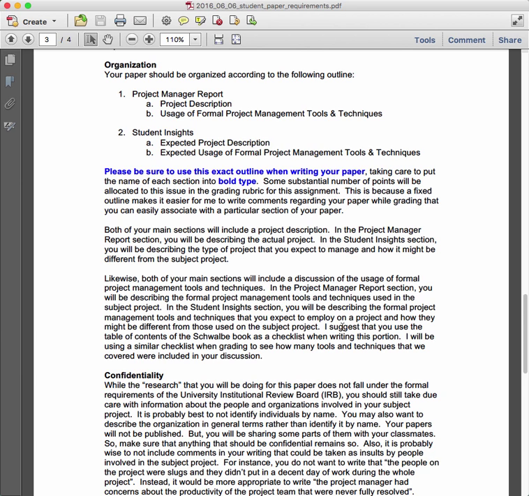I want you to follow the outline and include the headings in bold type. This gives me the opportunity to find what you said and give you full credit for it. And I've organized the form with which I send my feedback in a way that it relies on your paper being in this format and outline.